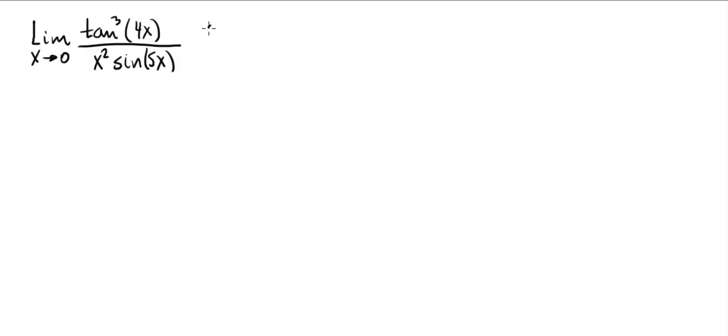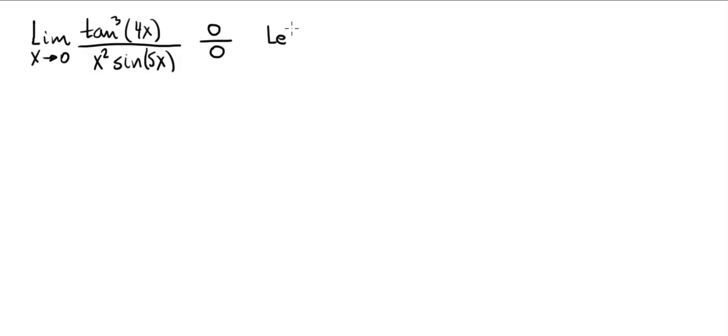Let's evaluate the limit as x approaches 0 of tangent cubed of 4x divided by x squared times the sine of 5x. As x approaches 0, both the numerator and denominator go to 0, so we end up with the indeterminate form 0 over 0.